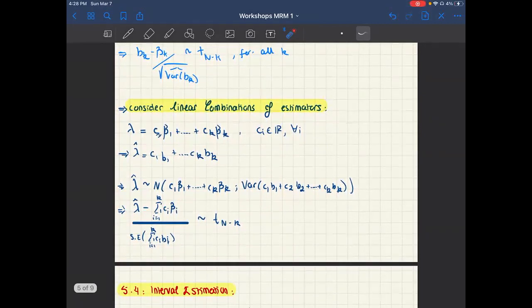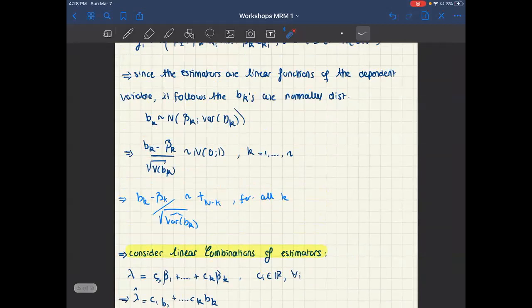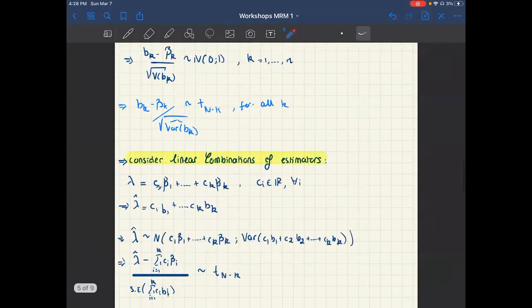Looking forward, if we just extend this to linear combinations of estimators, well, we talked about the B1, B2, B3, B4, their sort of a distribution. But what if I took some constant C belonging to R? And what I did here is take a linear combination of all the different parameters that we have, call it lambda, and let's say lambda is equal to C1 beta 1 plus C2 beta 2 up to CK beta K.